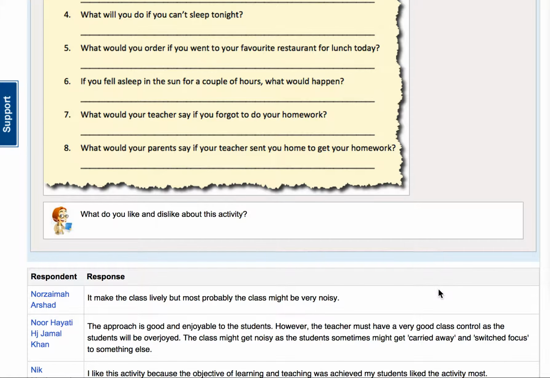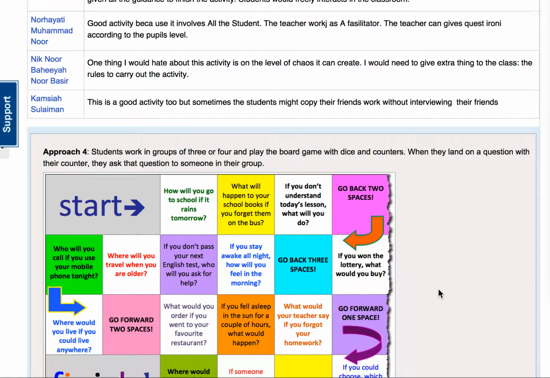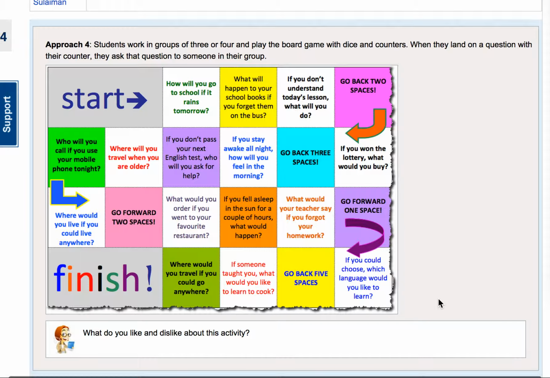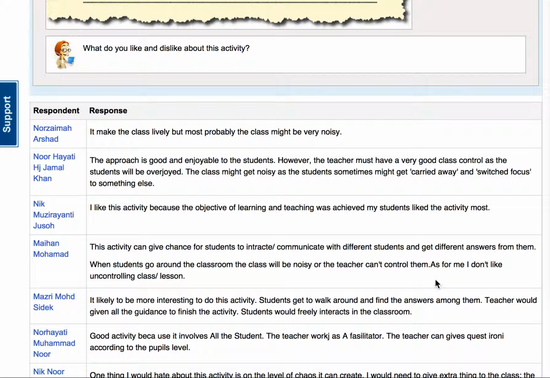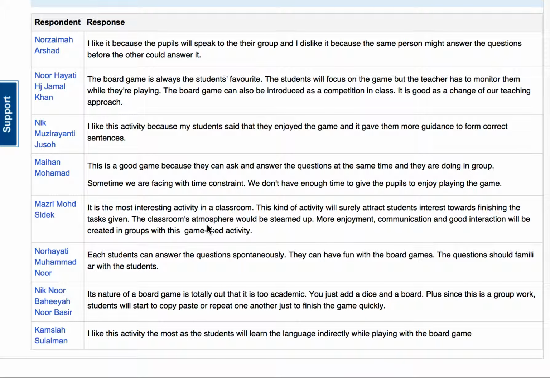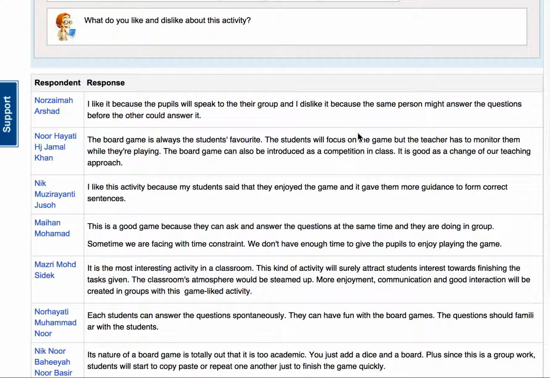So the final activity, I think, seemed to be your favourite, and it's also my favourite, and that is the board game. As somebody says, I think it's Nozaimer. No, not Nozaimer, is it? It's Yati. Sorry, the board game is always the students' favourite. I'd go with that as well. It always seems to be very popular with students.